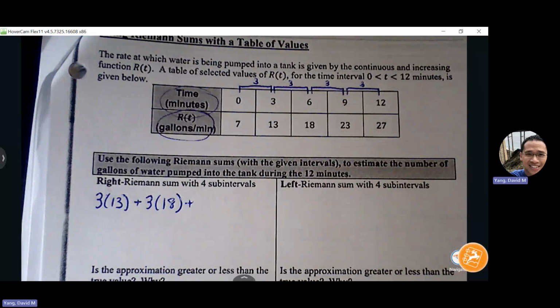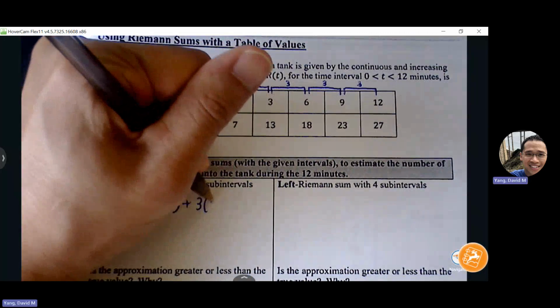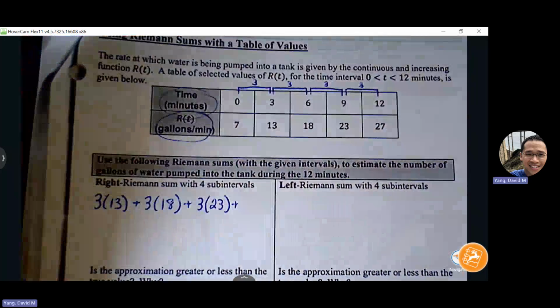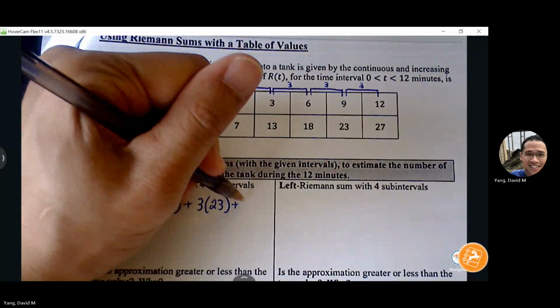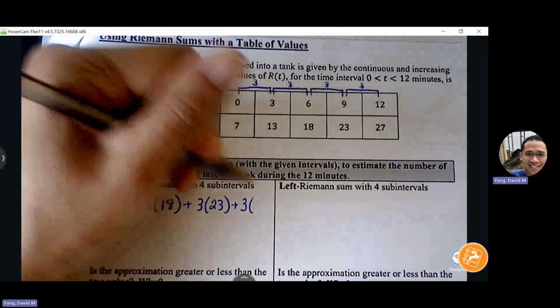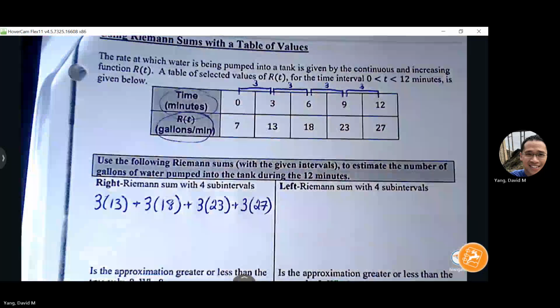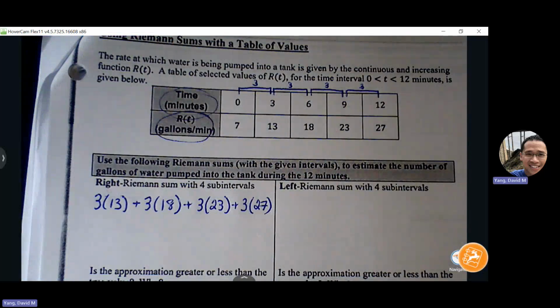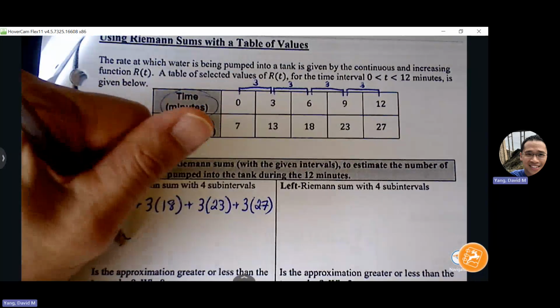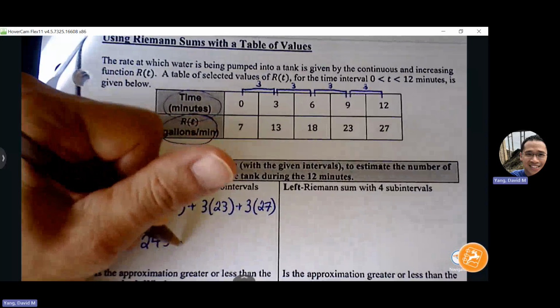What's my third rectangle going to be? It's going to consist of what? 3 times 23. And my last rectangle? 3 times 27. Again, it's not difficult, but if you misread, sometimes I see students, they subtract the y values, and right. So we got to make sure that we have this process down. Okay, so all this adds up to be 243 gallons.